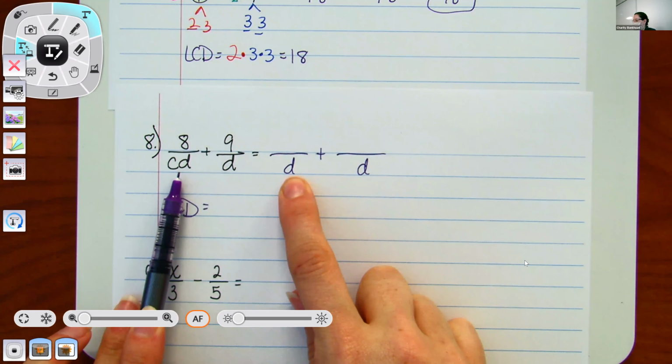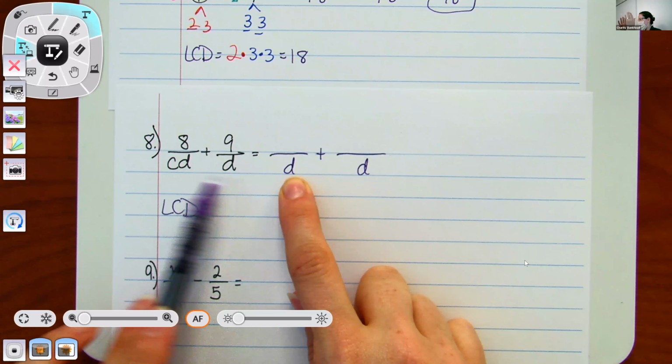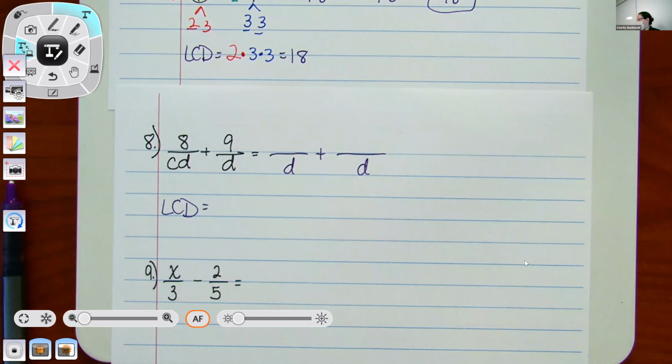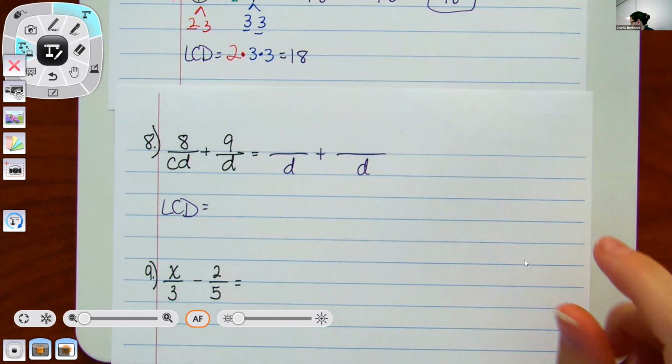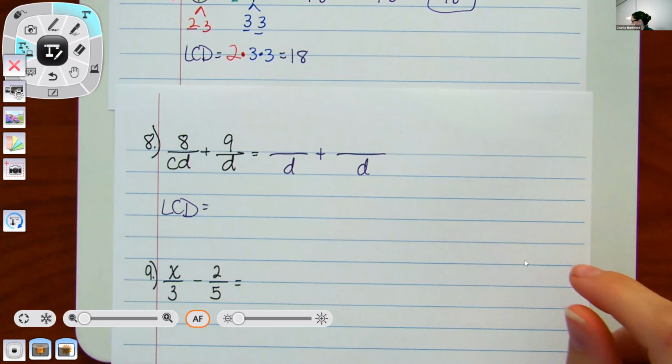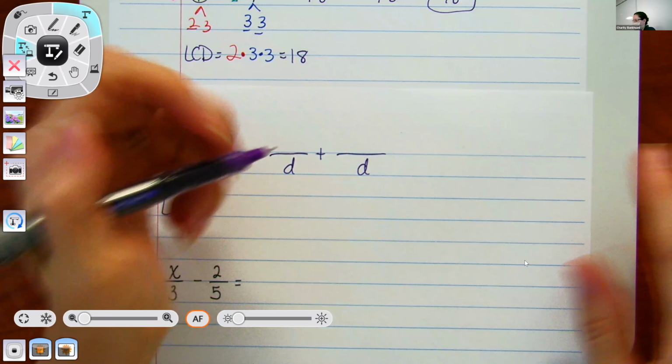I think a lot of people get confused between the greatest common factor and the LCD. So D is the greatest common factor between these two, but that's not what we need. The greatest common factor is something smaller that goes into them, but we need the least common denominator, something bigger that both of those go into. So any other ideas of what the LCD is? CD is the LCD.